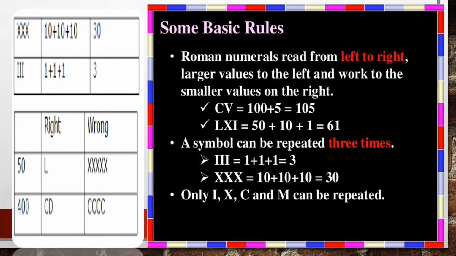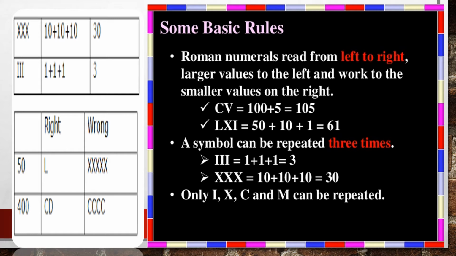See the first one. Roman numerals are read from left to right. That means larger values are to the left and you work toward the smaller values on the right. Now you can see here CV. Now CV means what? C means 100, V means 5. Now 100 plus 5 is 105. So left to right, children, you are following.